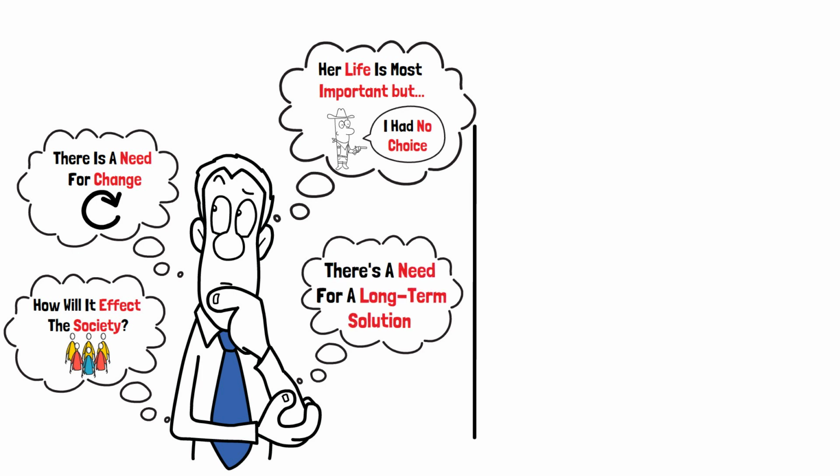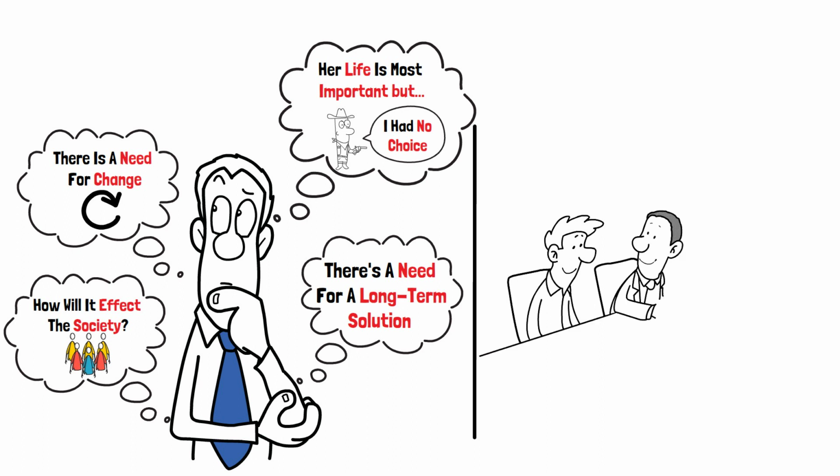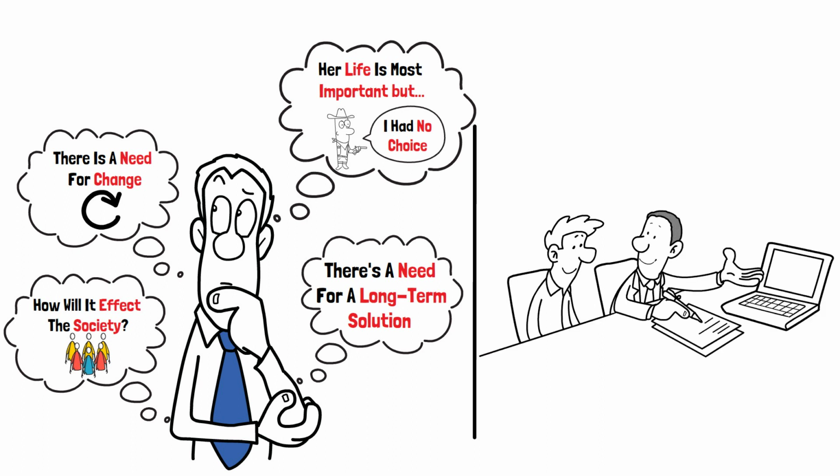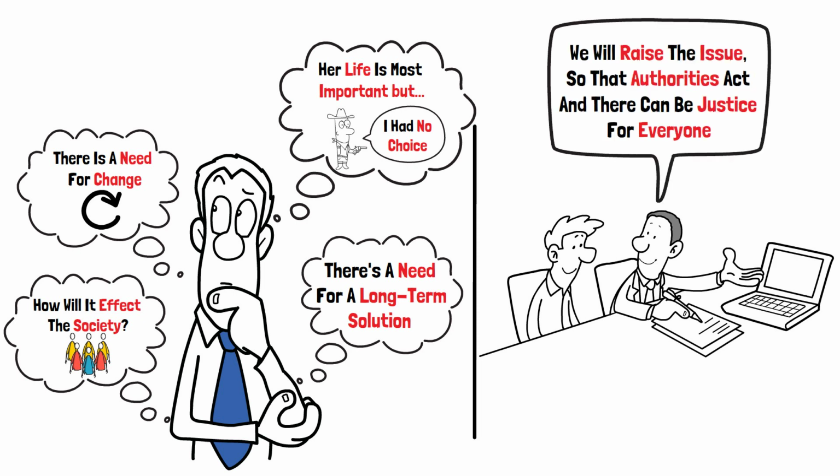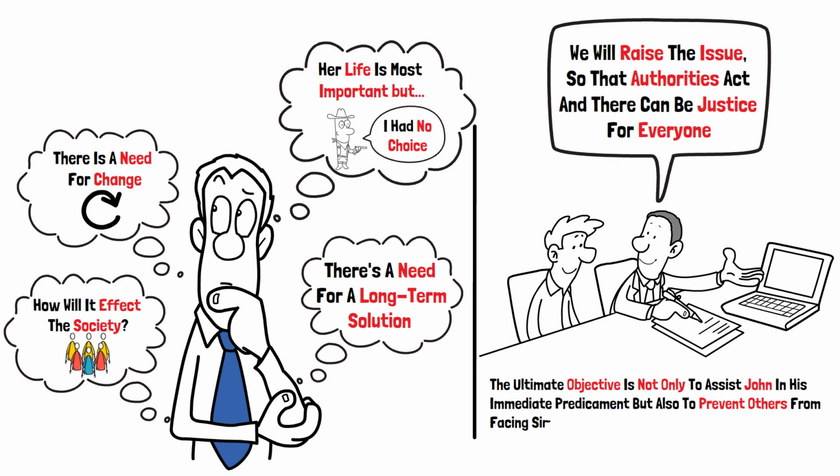As a result, you would likely help John raise this issue on a larger platform, such as social media, in order to increase awareness among the general public. This approach aims to prompt the authorities to act on this matter. The ultimate objective is not only to assist John in his immediate predicament, but also to prevent others from facing similar desperation when it comes to accessing essential medicine in the future.